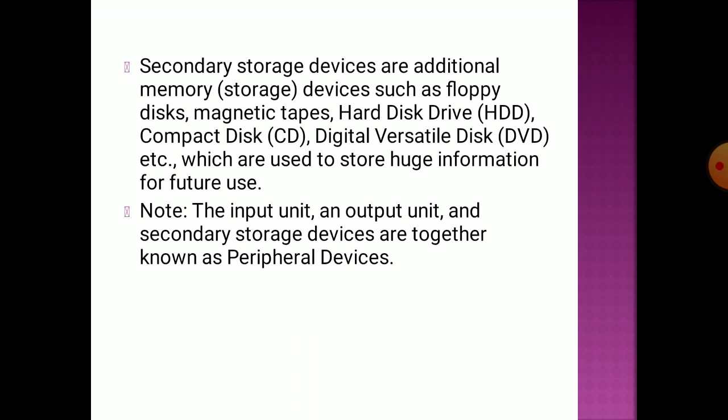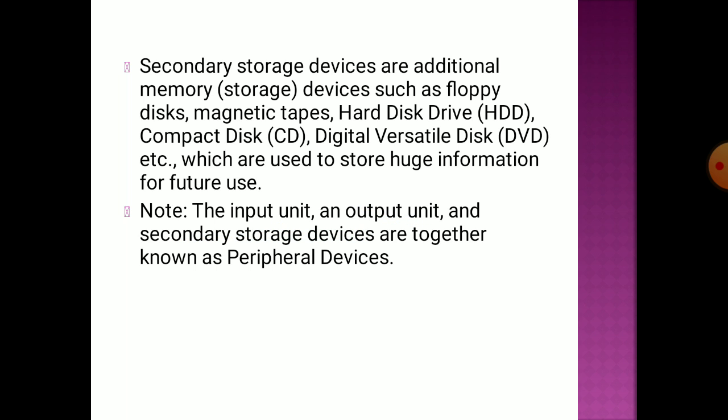Then you have to note down one point: the input unit, output unit and secondary storage devices are together called peripheral devices. Understand? Input unit, output unit and secondary storage devices, these all are called peripheral devices. Note this point. You may get a question for 1 mark: what are the peripheral devices? The peripheral devices are your input devices, output devices and secondary storage devices.